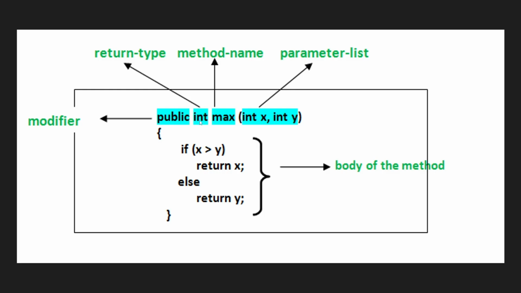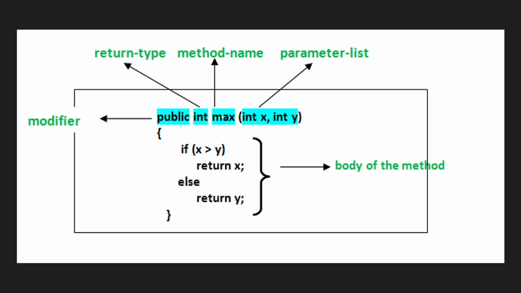Then you have the return type. You can see this is an int. It could also be a string. It could be a bool. Basically, what you get out of this method when the method is done. You can also create methods where you return nothing. If you wanted to return nothing from your method, but just do an action instead, then you would return void.